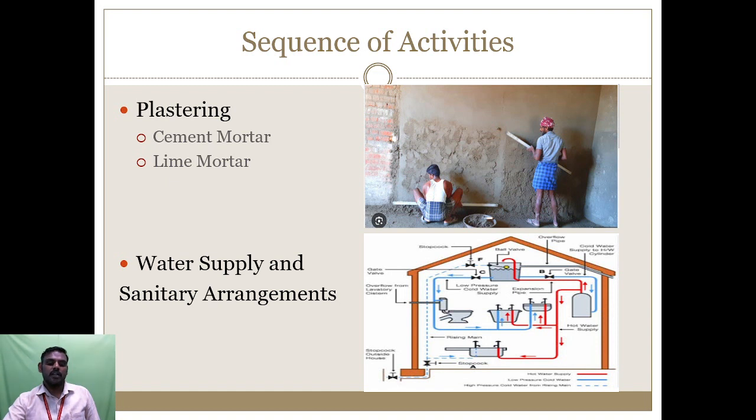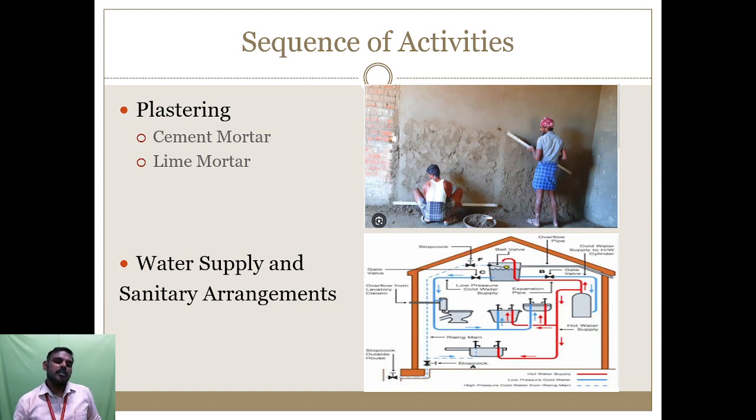Outside the walls, that is the sun side, we have to provide a 1:4 or 1:5 ratio with a thickness of 20 mm, because it will be in contact with the environment, high temperature or low temperature. So we have to increase the thickness of the cement mortar.